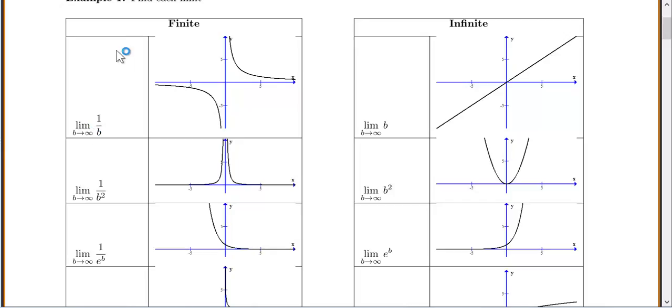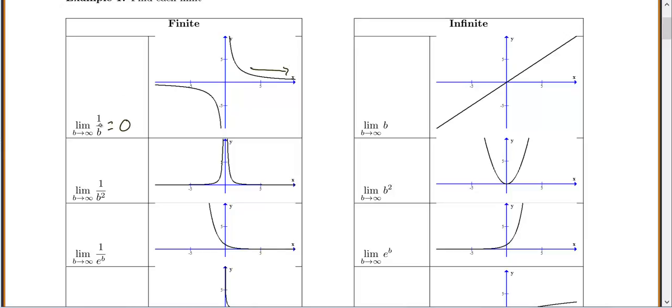So when we look at this first one, we have the limit as b approaches infinity for 1 over b. Now you're used to x's, but we have b's here because it's going to be useful later on in our lesson. So here's our function, 1 over b. And we want to know, as b goes towards infinity, what does 1 over b get closer and closer to? In this case, it's going to get closer and closer to 0.